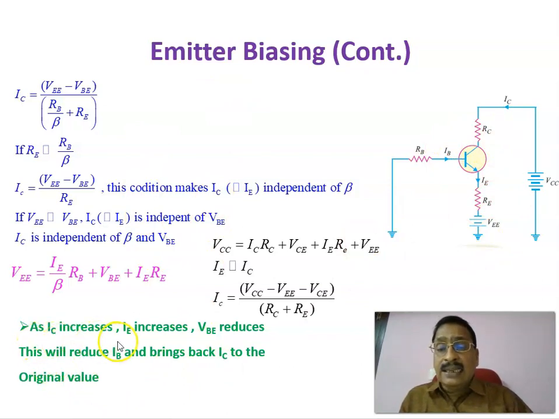Therefore, as IC increases, IE increases, and that will reduce the VBE, and as VBE reduces, this will reduce the base current IB and brings the IC back to the original value. This is the way it is being stabilized.